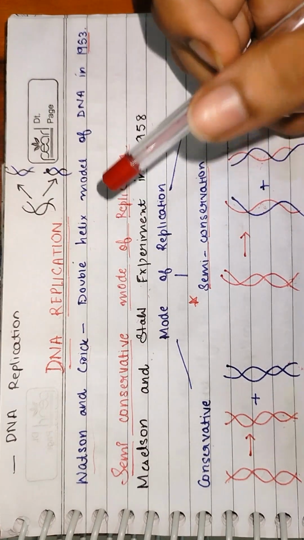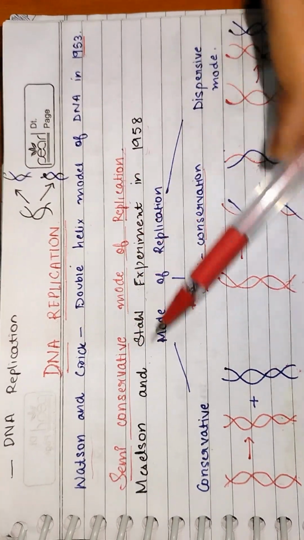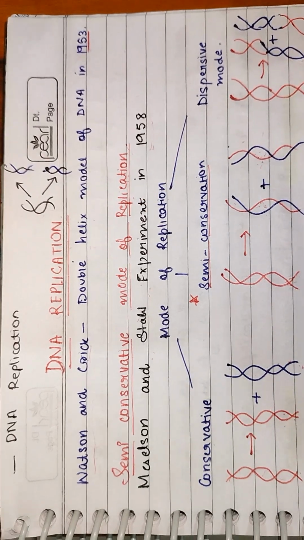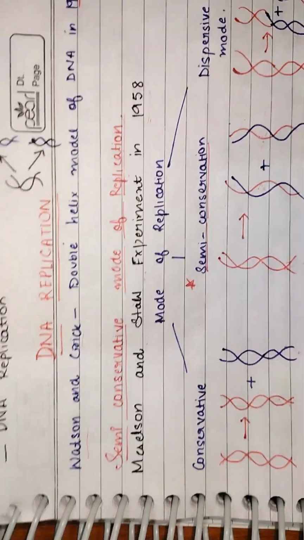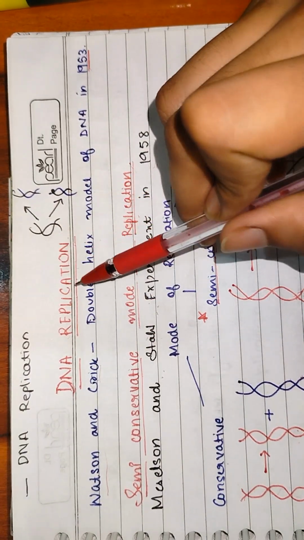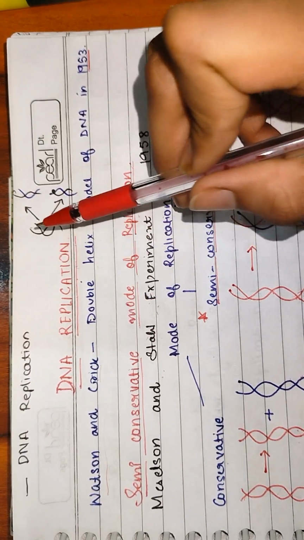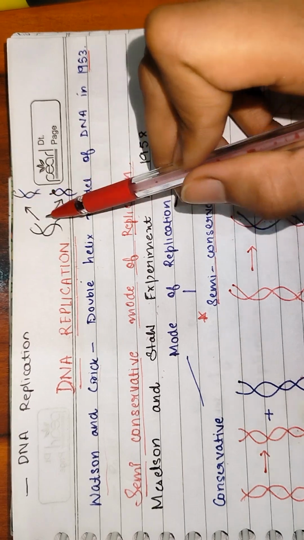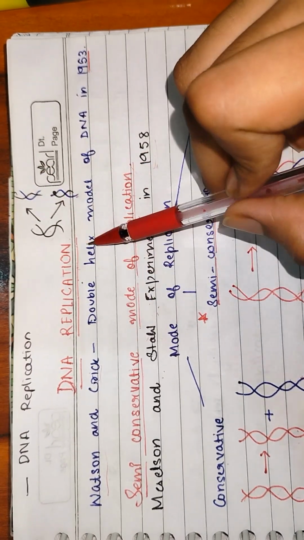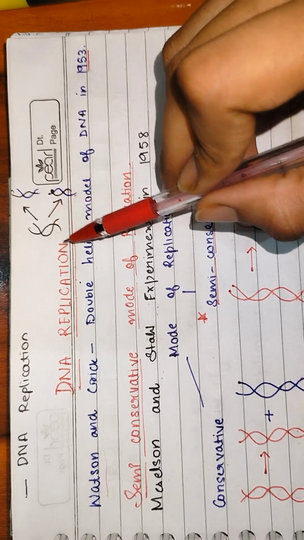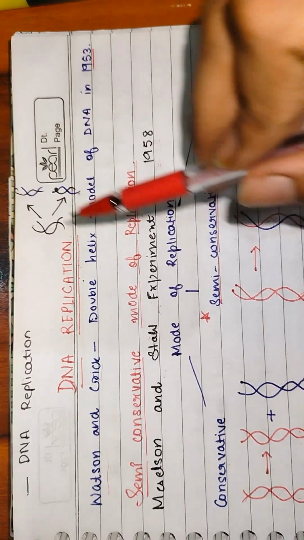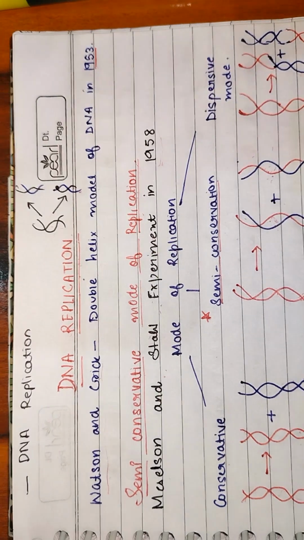In this video, we will study DNA replication, the semi-conservative mode of replication of DNA, and replication in prokaryotes. So first of all, what is DNA replication? DNA replication is the process by which DNA copies itself inside a cell. It means that one DNA molecule will form two DNAs. That is the process of DNA replication.